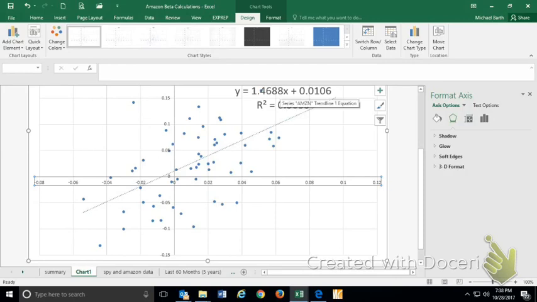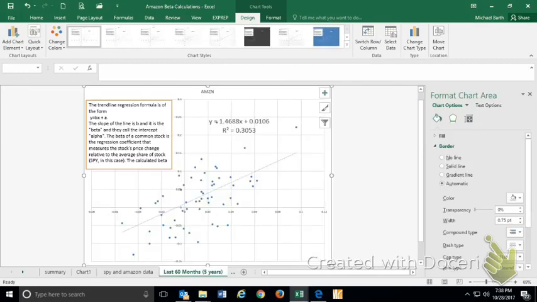This line, y equals 1.47x plus 0.016. This constant term is alpha. The 1.47 is the beta. So that's all a beta really is: a line of best fit that relates the rate of return for Amazon to the rate of return for the average share of stock.